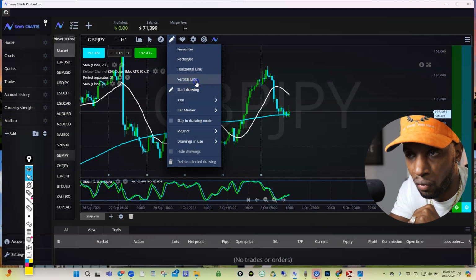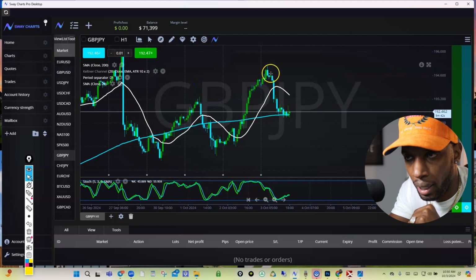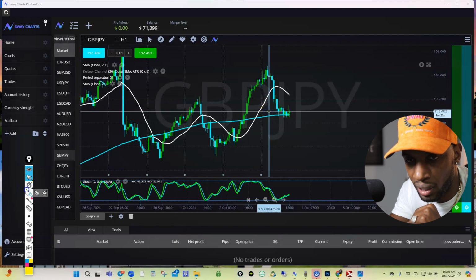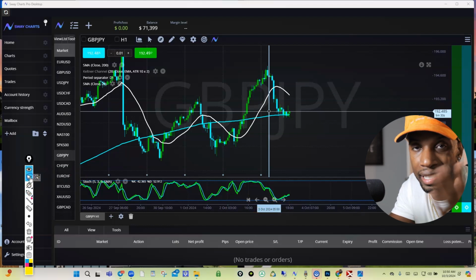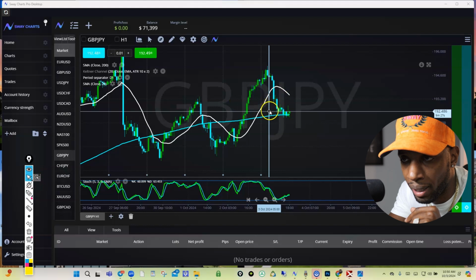I use these vertical lines and I pull back. So let's pull back. And notice as I'm pulling back, you'll see this time down here, my little blue shadow box right here. You'll see this time start to change. And I'm going back to 3 in the morning because that's London session. I go back to 3 in the morning.